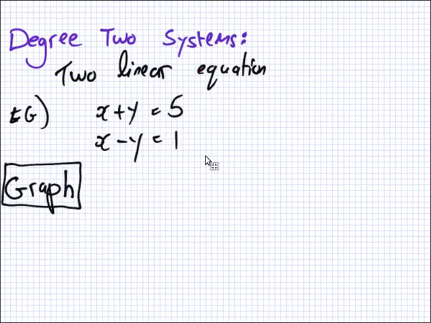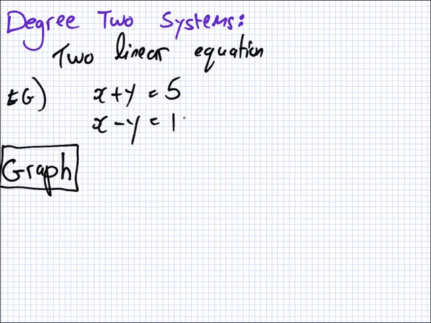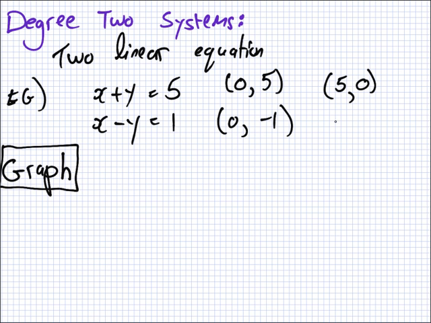Now, remember we did this already. How many points do you need to draw this? You need 2 points. So you should put x 0. And if x is 0, what's y? 5. Good. And the other way as well, if you put y 0, what's x? 5. And for this line, if you put x 0, what's y? And if you put y 0, what's x?